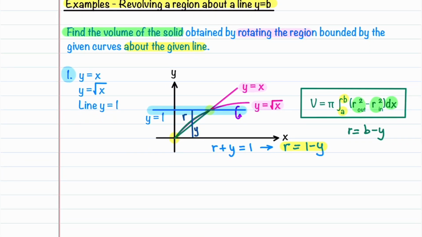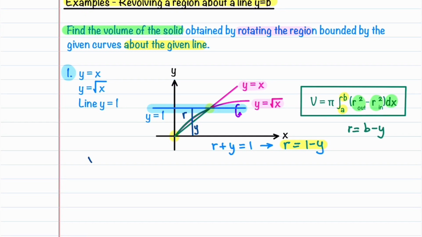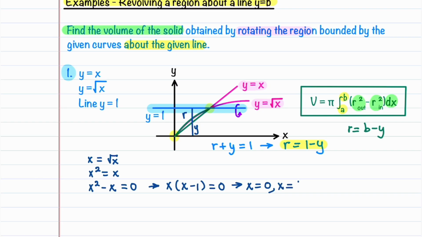To do this, all we do is set the two curves equal to each other. We're going to set x equal to the square root of x. We'll square both sides, and we get x squared is equal to x, and then we'll subtract x, set that equal to 0. We can factor out an x, and this gives us that x is equal to 0 and x is equal to 1. And we're going to need this, so I'm going to go ahead and highlight that.